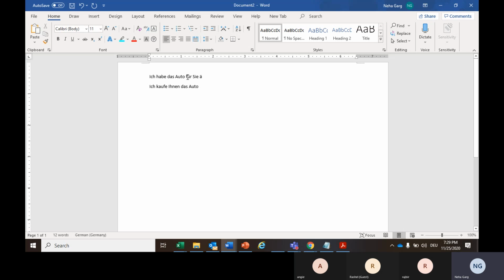So here "für Sie", for you, will also be accusative because you have used "für" as an accusative preposition, and then "Auto" will also take the accusative case. So here we don't have any dative in this sentence, but in this sentence we have "Ihnen" as a dative, you, and thus "Auto" will be accusative and "ich" will be nominative.